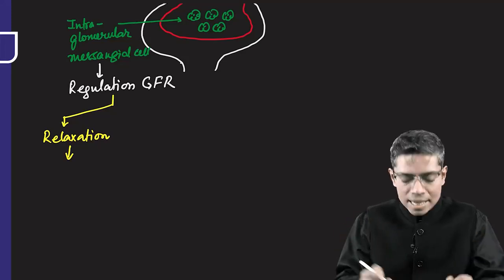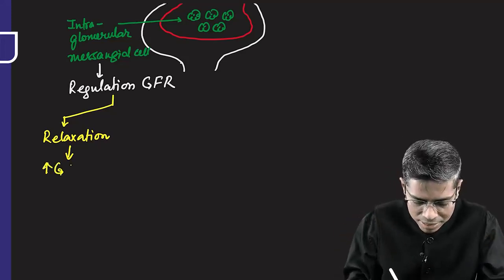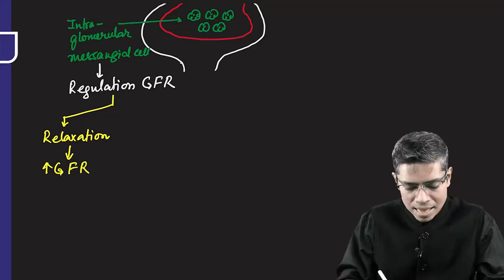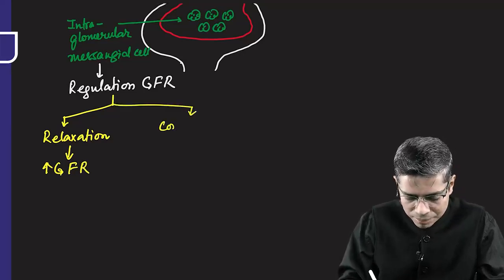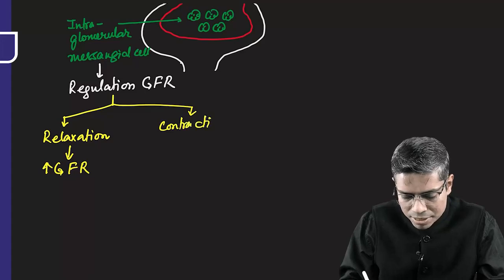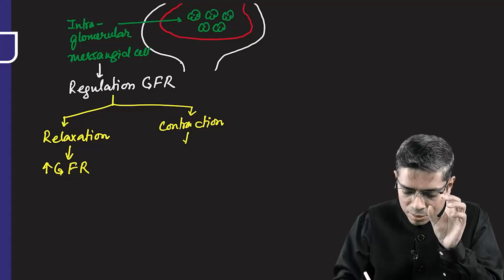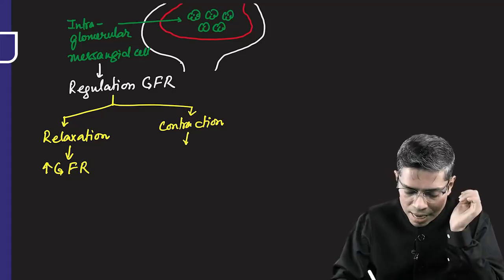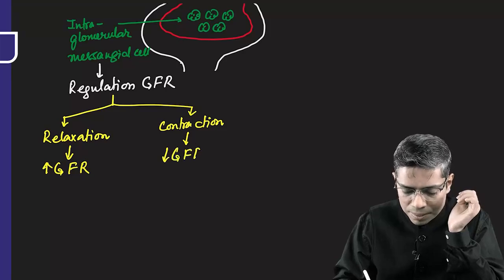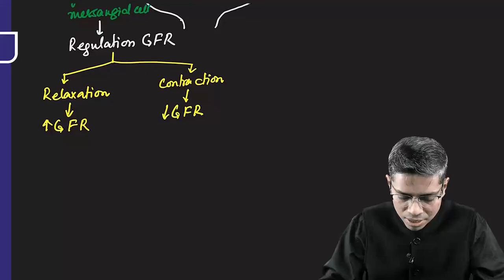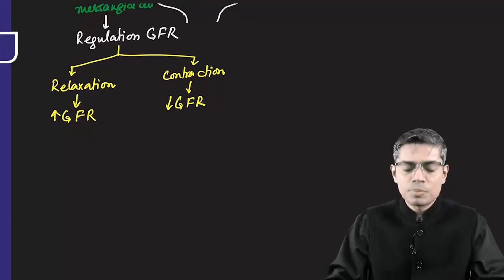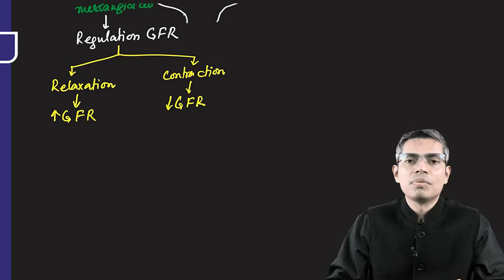The capillary will be dilated, and that's why there will be an increase in GFR. And if there is contraction of these intraglomerular mesangial cells, then there will be constriction of the capillary that will reduce the GFR. This way, the intraglomerular mesangial cells are responsible for regulation of GFR.